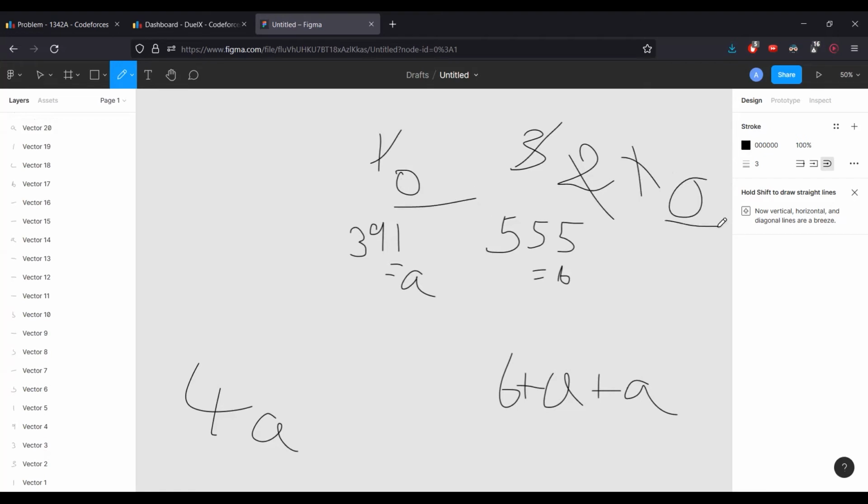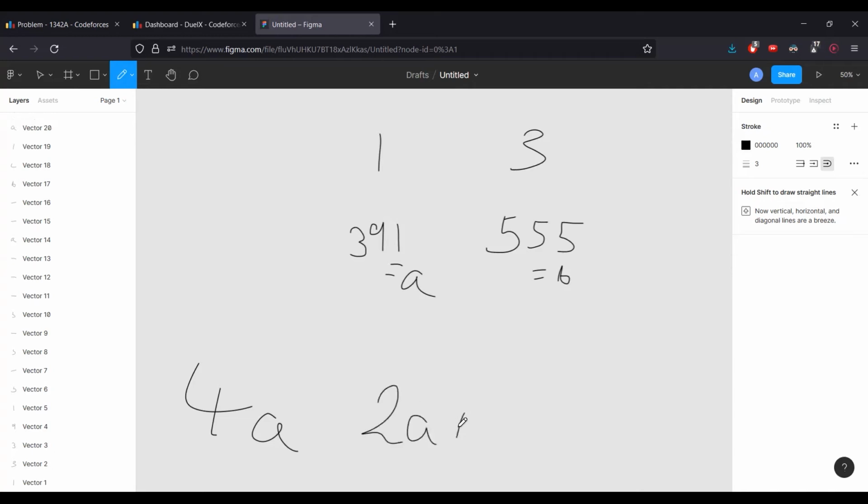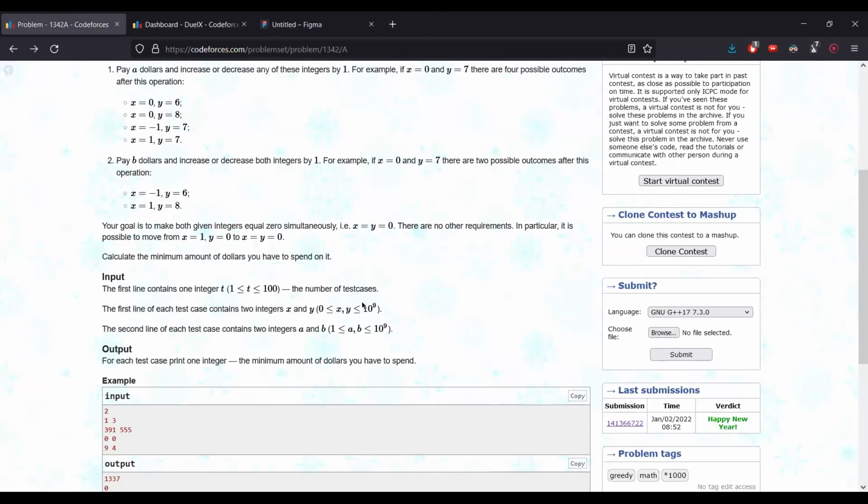See, both of these are now 0, 0. And this time it took B plus $2A, right? So here I have the option to make 1 and 3 0, 0. I can either pay $4A or I could pay 2A plus B dollars, right? You see, I can't pay say $3B or $4B, because I have to either increase both of them by 1 or reduce both of them by 1, right? Whatever I do to the first one, I have to do to the second one as well, right?